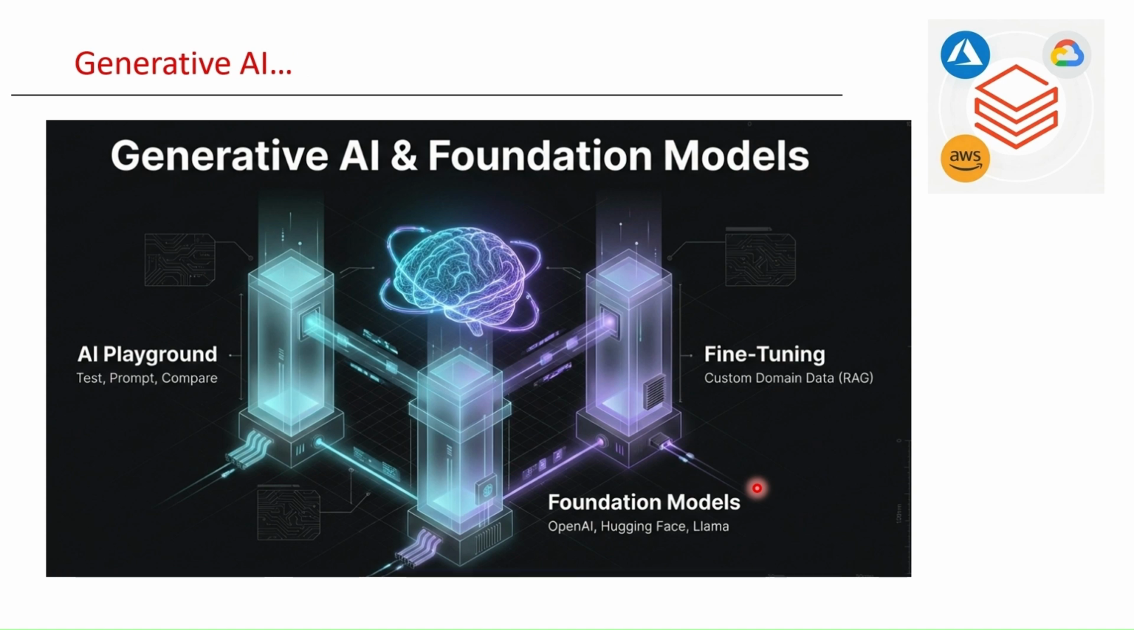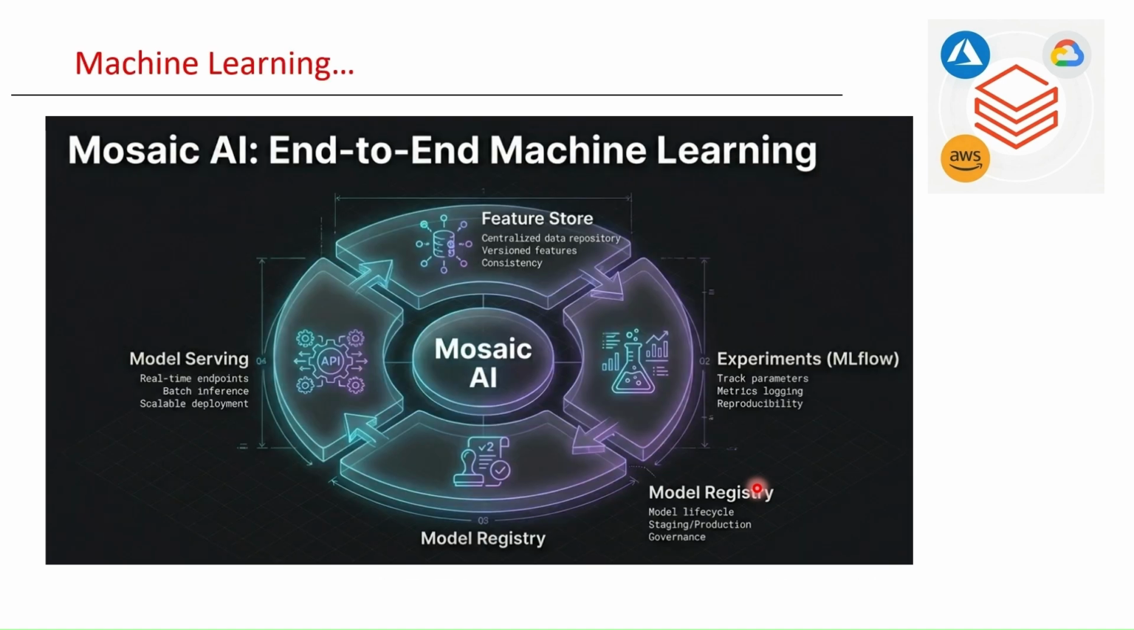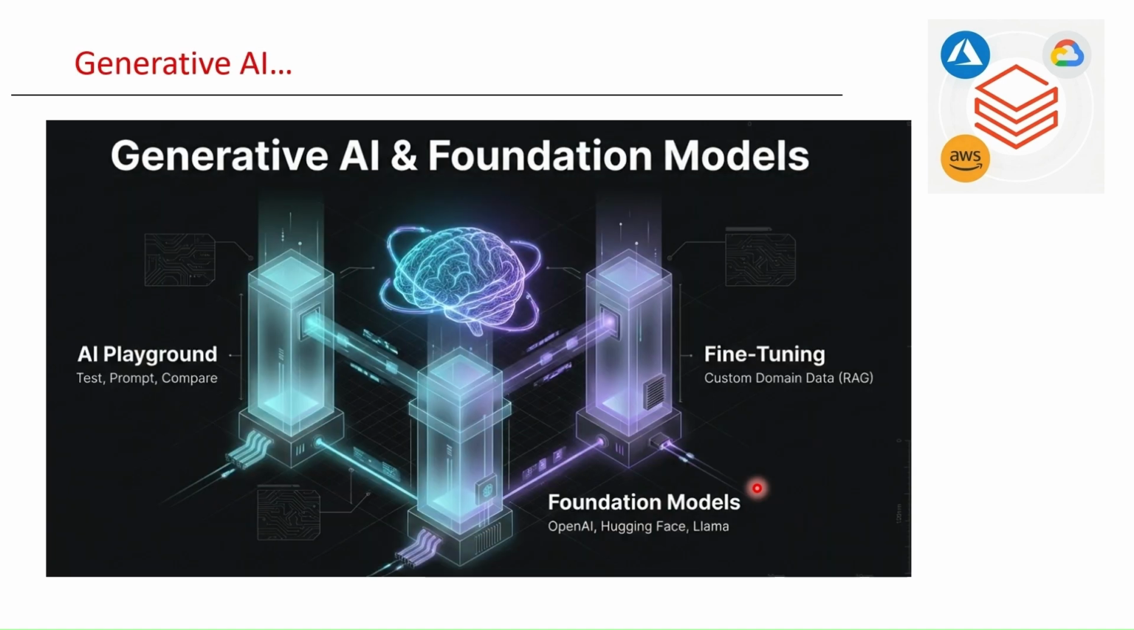And then within the generative AI space, so this is machine learning and this is generative AI, Databricks offers something called AI Playground. As I showed you initially, it's a playground to test, prompt, and compare. You can use natural language here, write in your language, and play around with the data. And then it also offers foundation models like third party models like OpenAI, Hugging Face, and Llama, and you can also fine tune using your custom data.